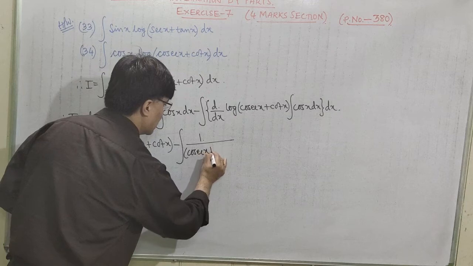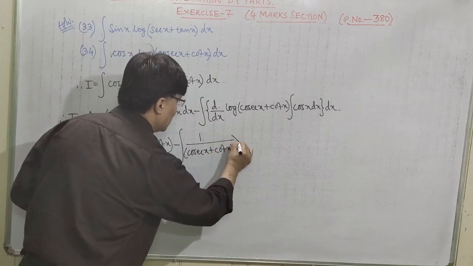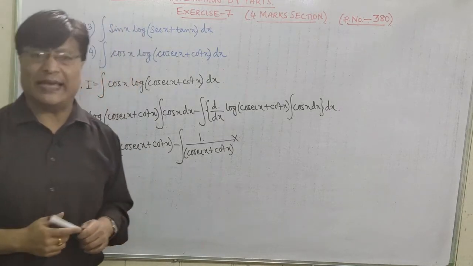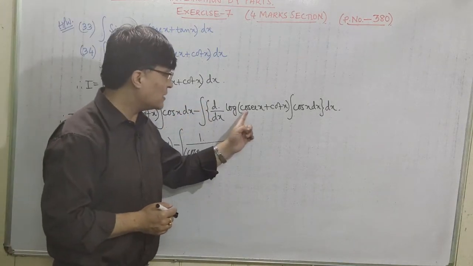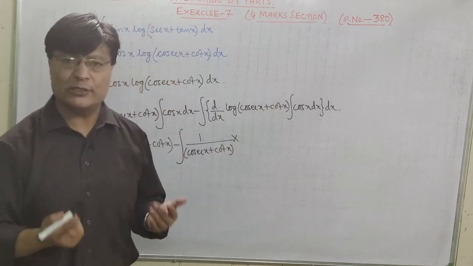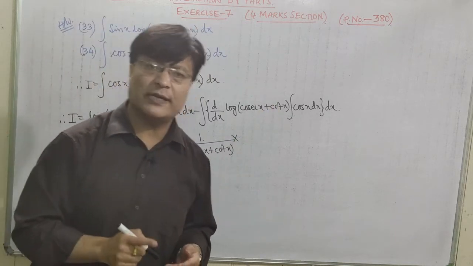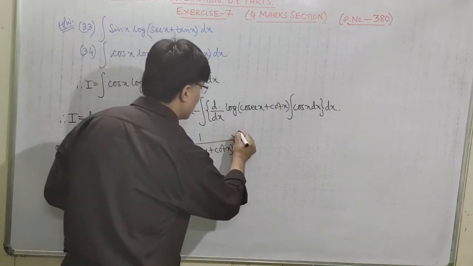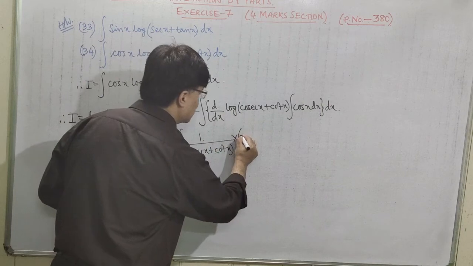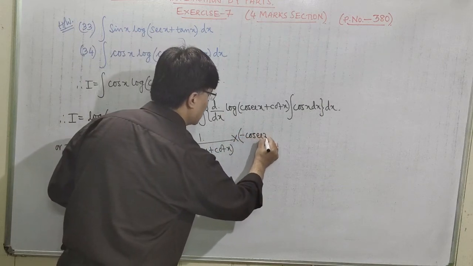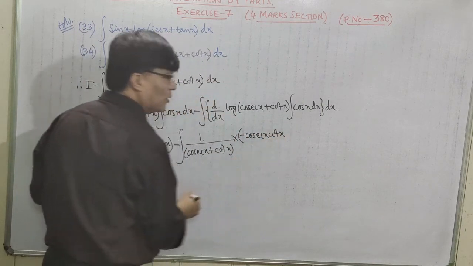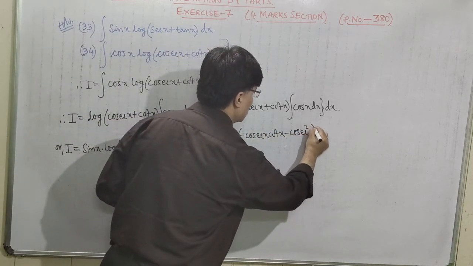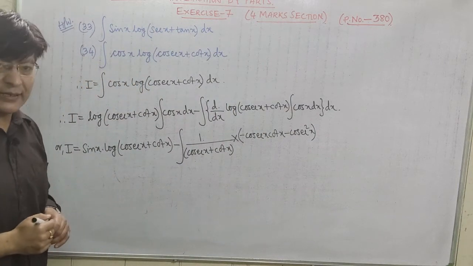Here it is cosec x plus cot x into, again you have to differentiate the term which is assumed as x. So in this case, cosec x plus cot x is assumed as x. Again, you have to differentiate this cosec x plus cot x with respect to x. Okay. So what is the differentiation of cosec x? Minus cosec x cot x, you know that. And what is the differentiation of cot x? It is minus cosec square x. Bracket closed. Is that clear?